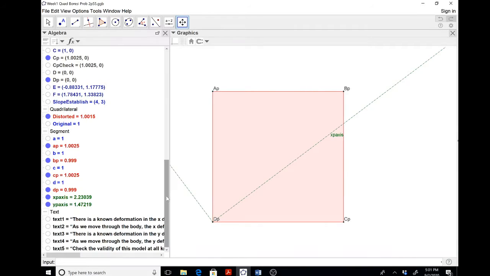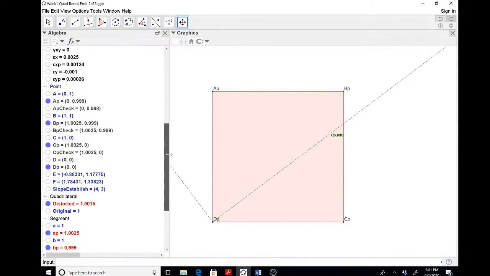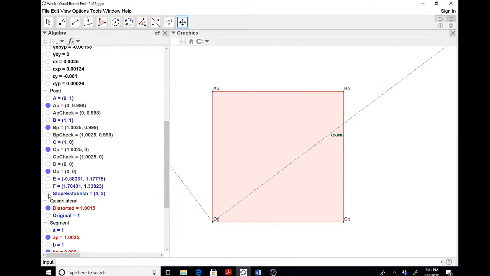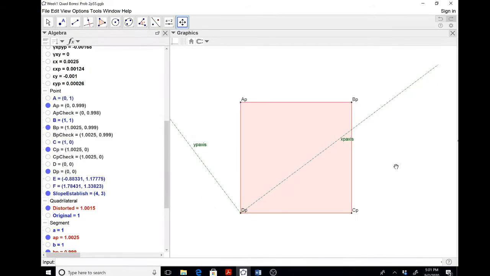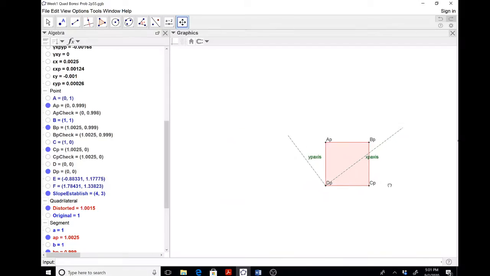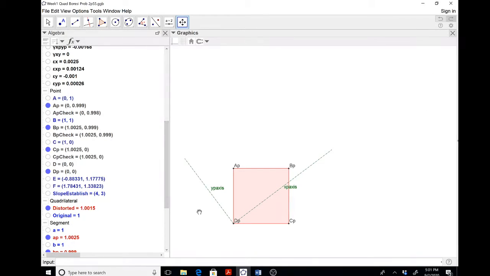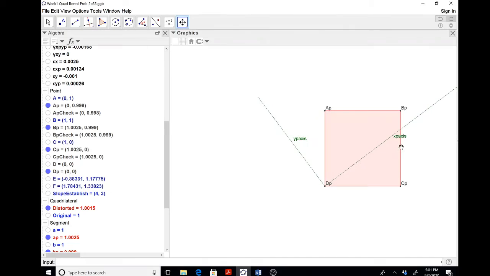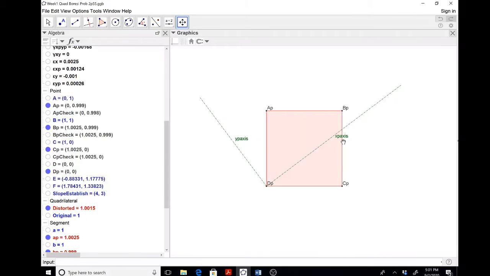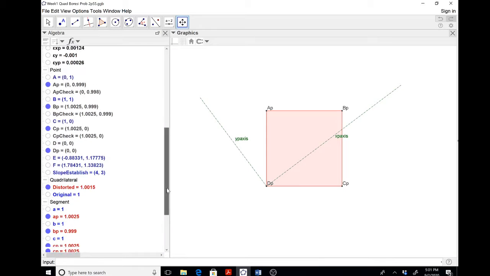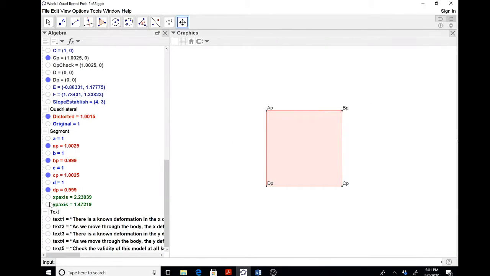I put in the axes here. There's nothing magic about that. I just drew a line. I called it the slope established point. So let's see if I could find that. It's at 4, 3. It's way out here. Here it is. And then I just drew a line through my slope. Remember, we said it was a 4-3 slope. Okay, so we have the new x prime axis, you could see it here, and the new y prime axis here. Maybe I'll hide those for clarity right now.